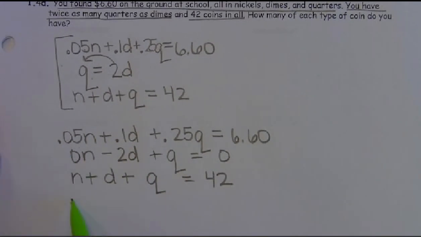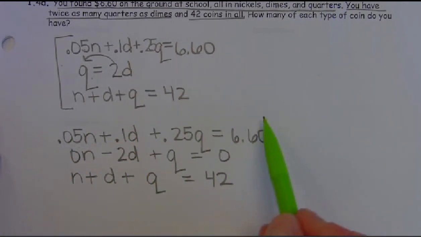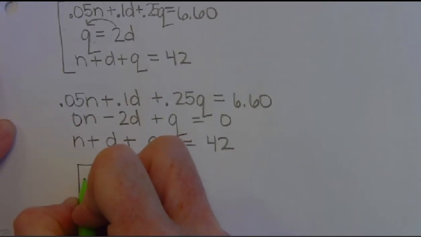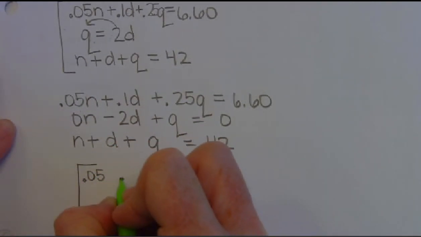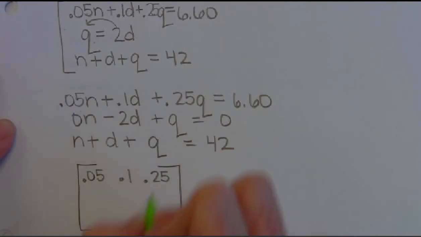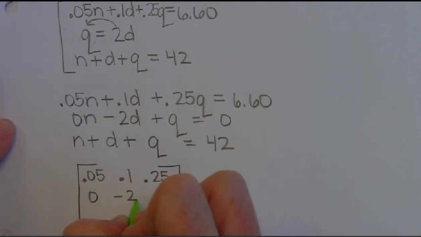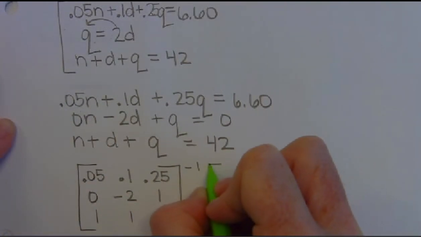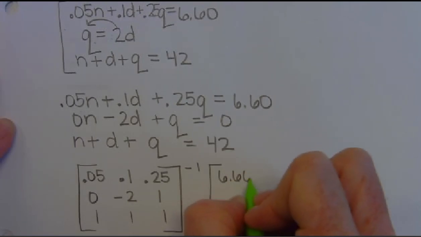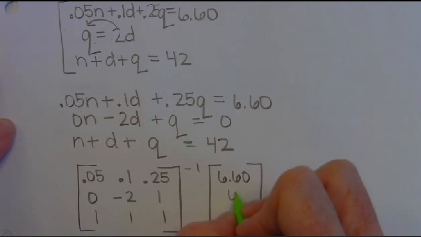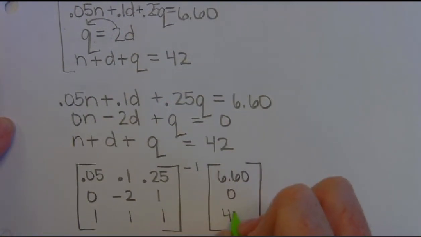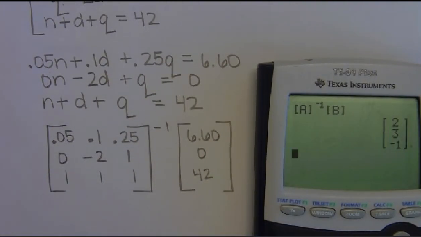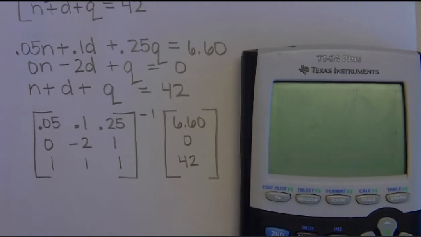So once I have all my N's, all my D's, all my Q's lined up, all my numbers, I can then make my matrix. So I again take my values, 0.05, 0.1, 0.25, 0, -2, 1, 1, 1, 1. I'm going to take the inverse of that, and then I do my last matrix as well, 660, 0, and 42. Once I have all of that listed, now it just takes time to put it in my calculator.